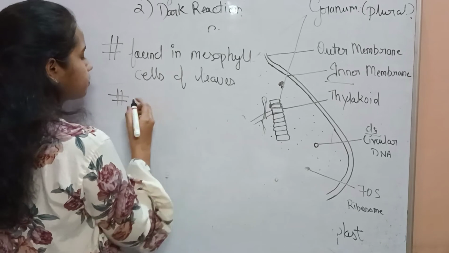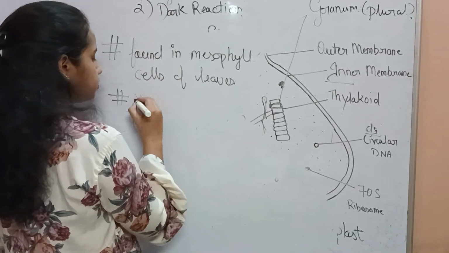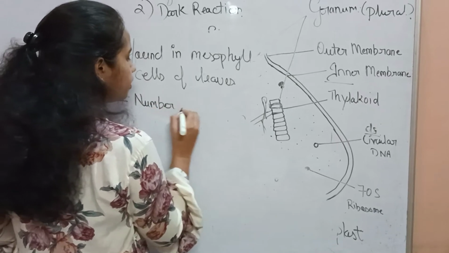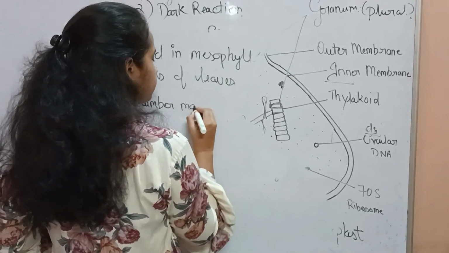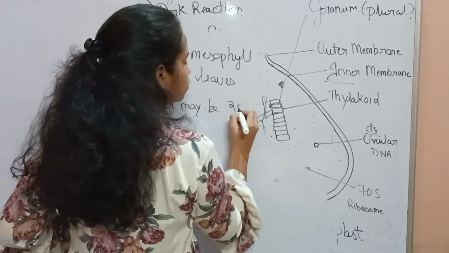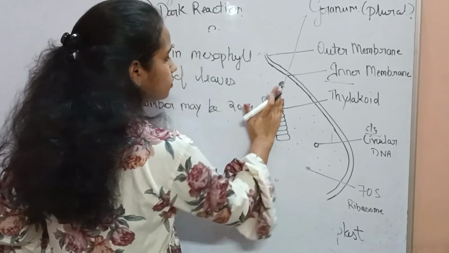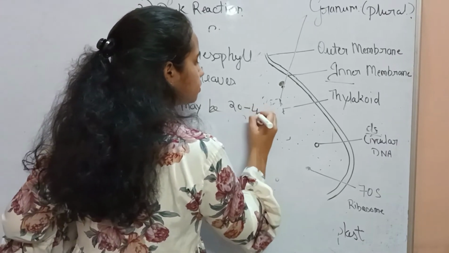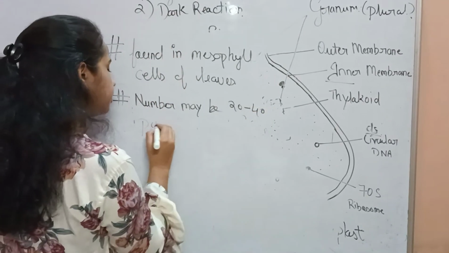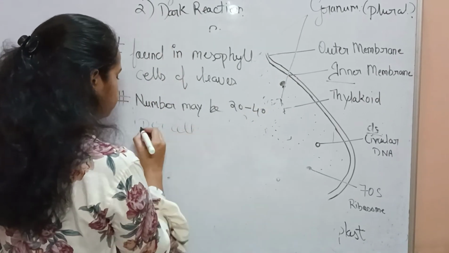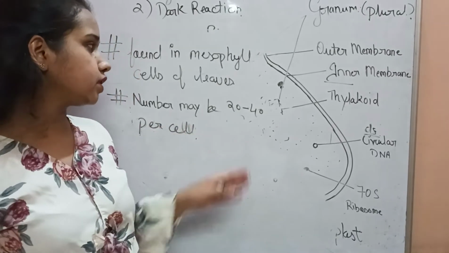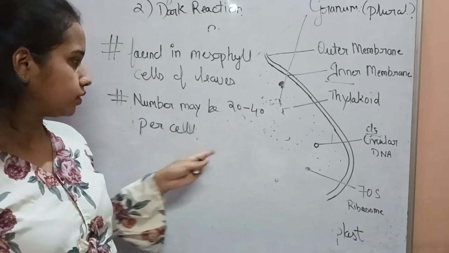Second, number. The number of chloroplasts may be 20 to 40 per cell. The number of chloroplasts is 20 to 40 per cell.